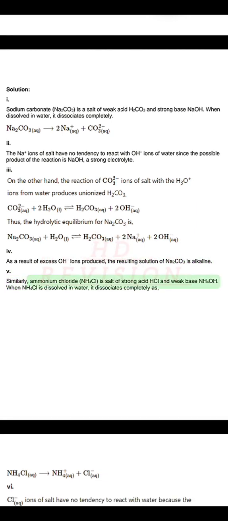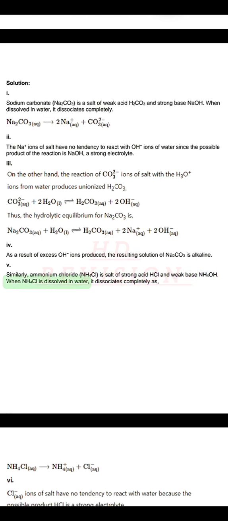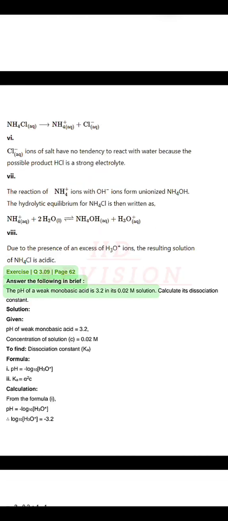Similarly, ammonium chloride, NH4Cl, is a salt of strong acid HCl and weak base NH4OH. When NH4Cl is dissolved in water, it dissociates completely.